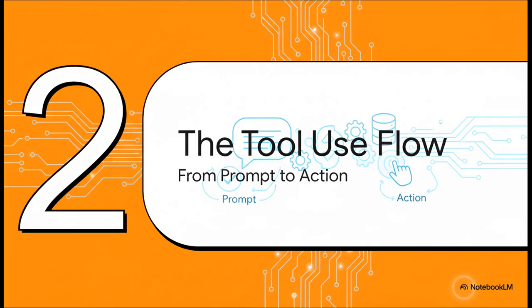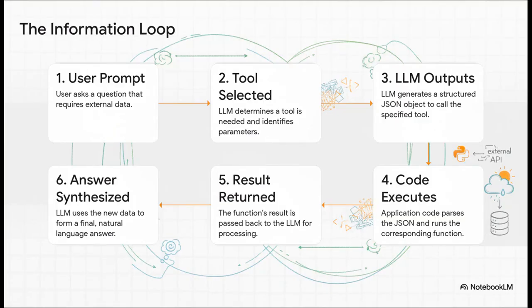Let's really map out the entire end-to-end flow of a tool use cycle. We'll trace it from the moment the user types their prompt to the final answer they get back. So, this shows the complete information loop. Let's walk through it step by step. First, it all starts with the user prompt that needs external data. Second, the LLM analyzes this prompt and decides that a tool is needed. Third, and this is key, the LLM's output isn't an answer. It's a structured JSON object that requests a specific tool.